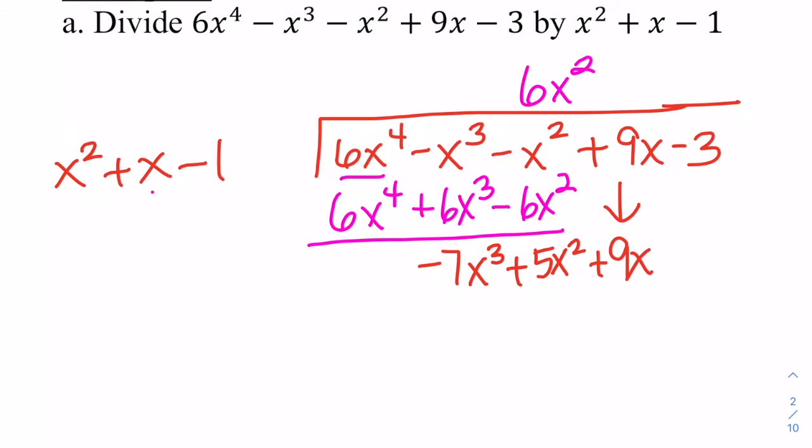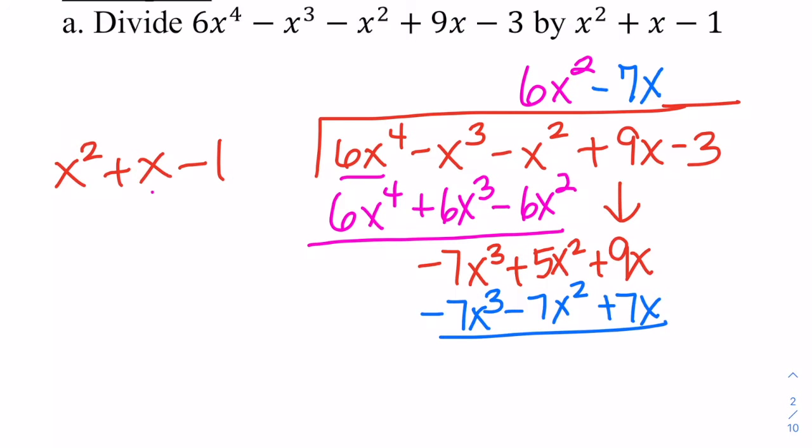Now we need to look at that negative 7x cubed. If we multiply by negative 7x, we'll get negative 7x cubed. And this will be negative 7x squared, and then plus 7x. Subtract going down, so we'll have 12x squared plus 2x minus 3.